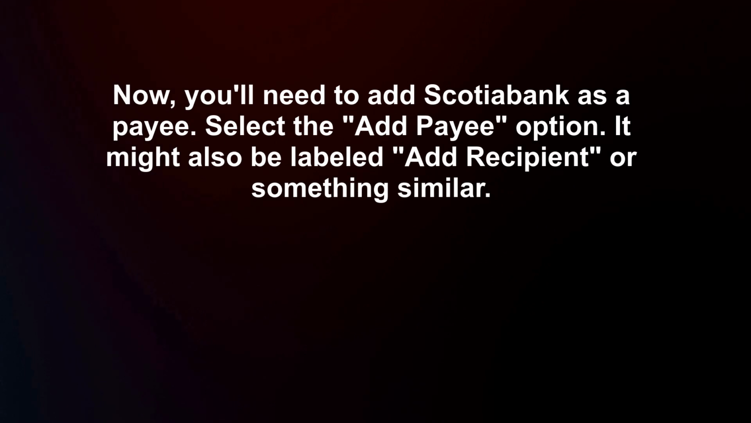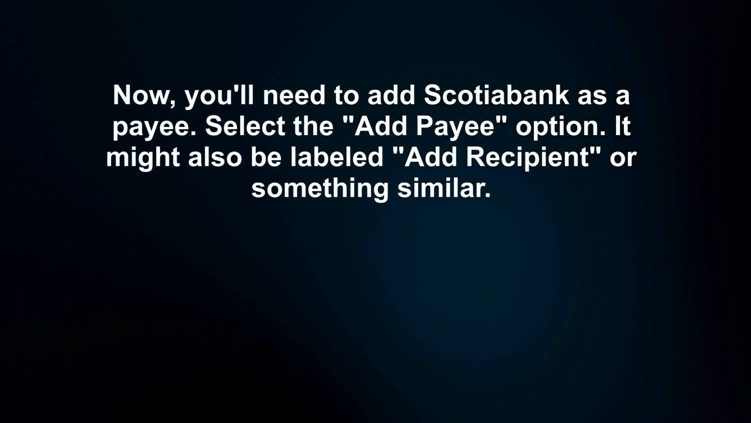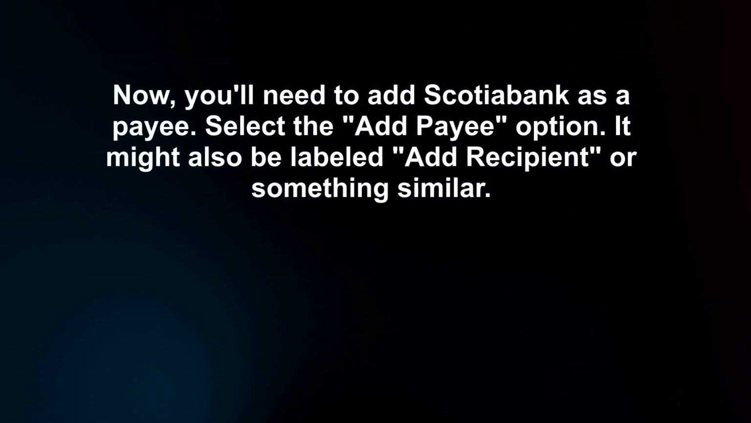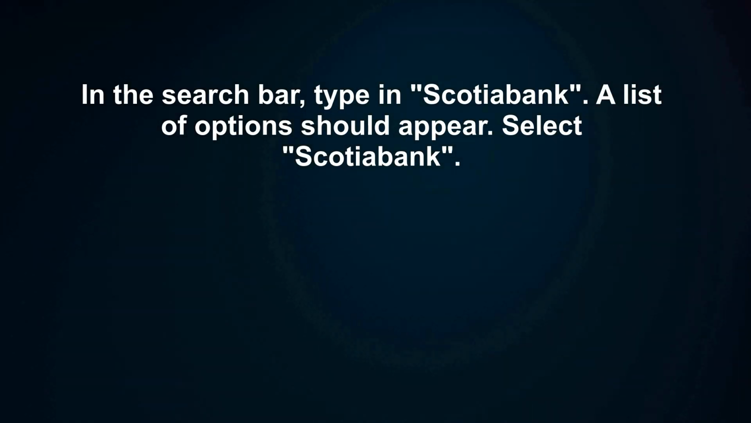Tap on it. Now, you'll need to add Scotiabank as a payee. Select the Add Payee option. It might also be labeled Add Recipient or something similar. In the search bar, type in Scotiabank. A list of options should appear.